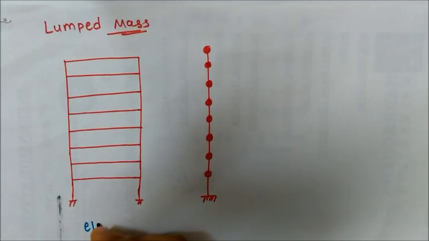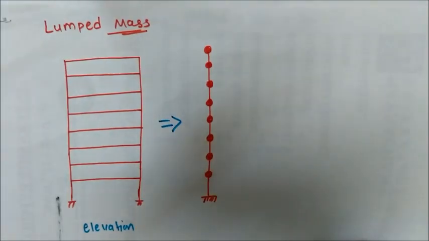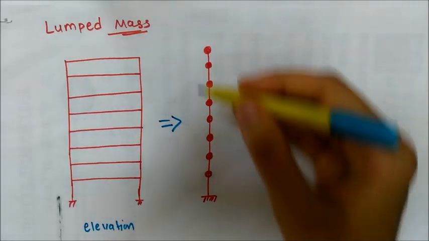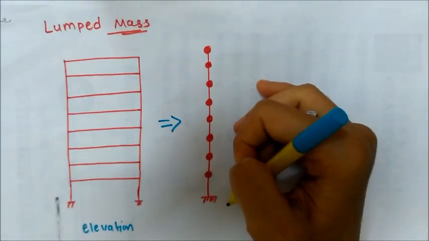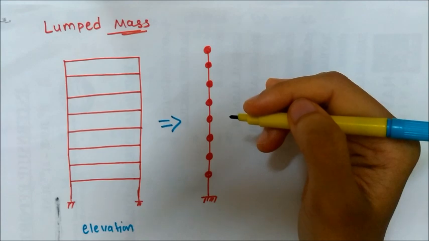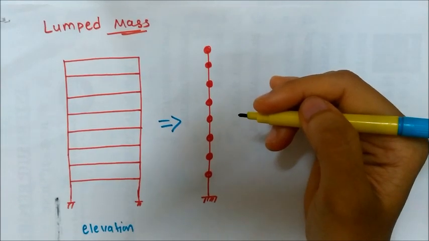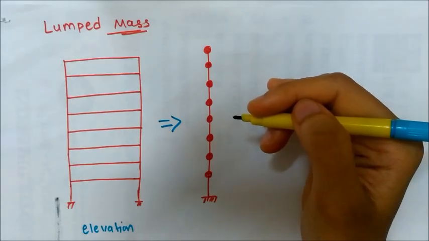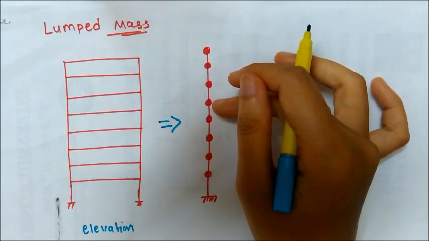So this is one 7-story building elevation, and the next diagram is for this particular building considered with lumped mass. What is lumped mass? We have to assume that the weight of a particular story is lumped at a center point, for converting this multi-story building to a single degree of freedom.